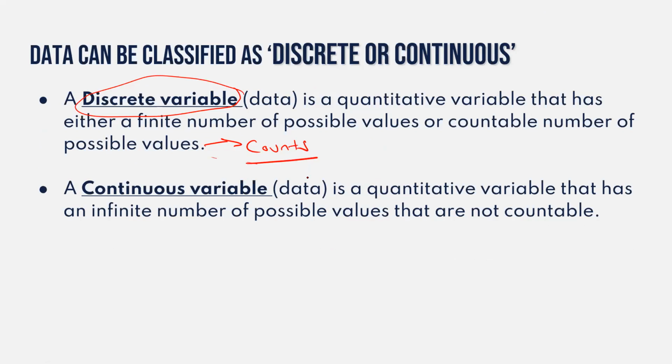Continuous variable, right? This is a quantitative variable that has an infinite number of possible values that is not countable. Continuous variables tend to be measurements on individuals. So, the difference between counts and measurements.